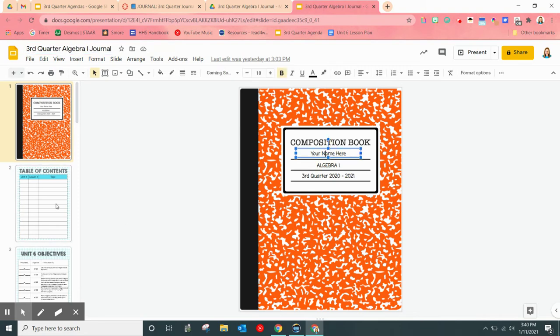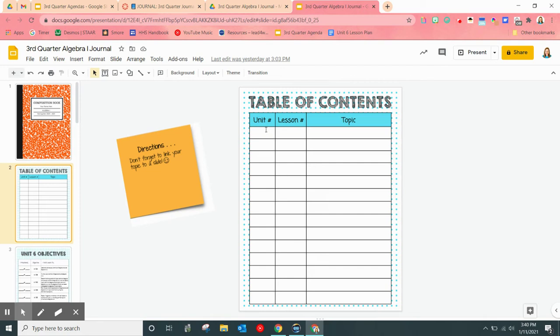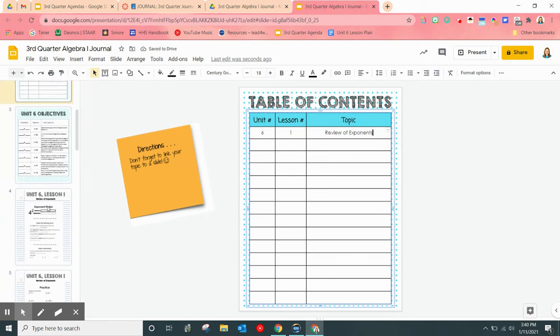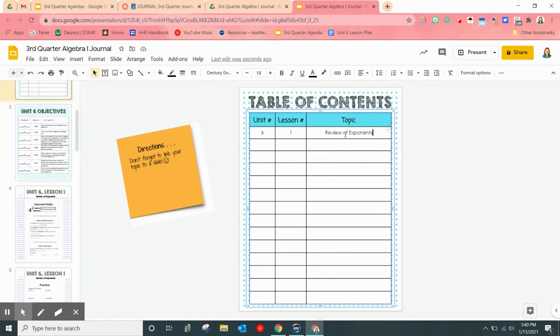Okay. Now for your table of contents, this is going to be Unit 6. We're going to start off with Lesson 1. We're going to call this a review of exponents. So you can fill that in, and then you can link it. It should be linked to slide number 4. So if you highlight the words, hit link.